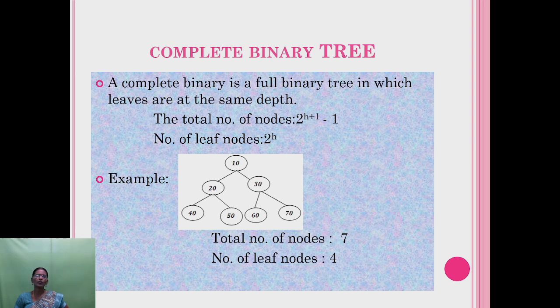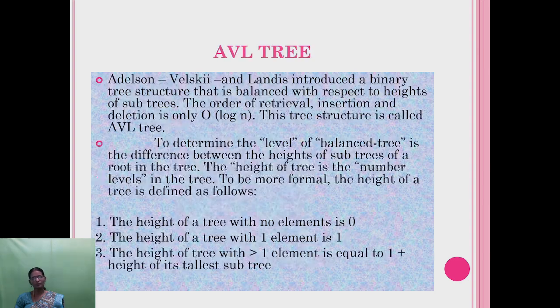And how do we find the number of nodes? It is 2 raised to h plus 1, minus 1. Here, what is the height of this tree? h is equal to 2. So 2 raised to 2 plus 1 is 2 raised to 3, which is 8. So 8 minus 1 is 7. So the total number of nodes that can be present in this complete binary tree is 7.